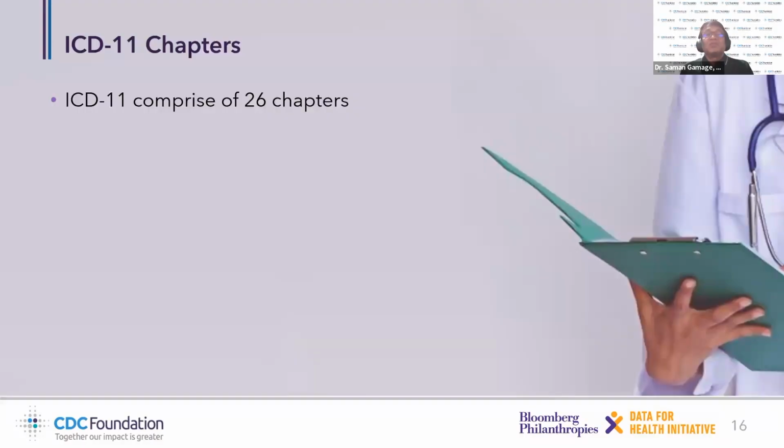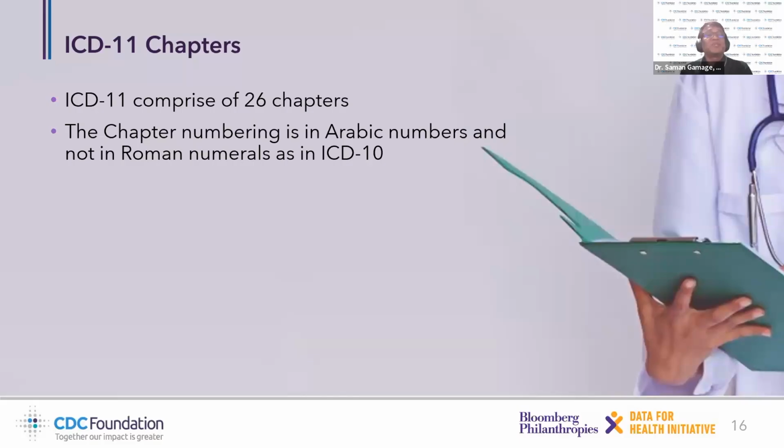Talking more about ICD-11 chapters, ICD-11 comprises 26 chapters, as I told you. The chapter numbering is in Arabic numbers and not in Roman numerals as in ICD-10. Those who have used ICD-10 may remember we numbered chapters in Roman, but in ICD-11, chapters are numbered in Arabic.